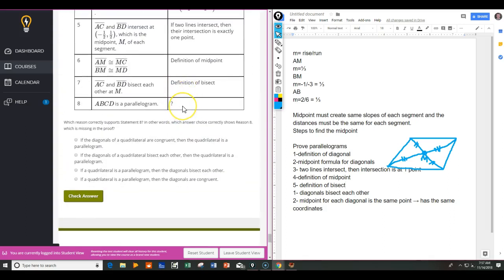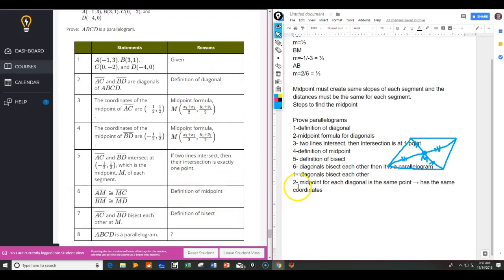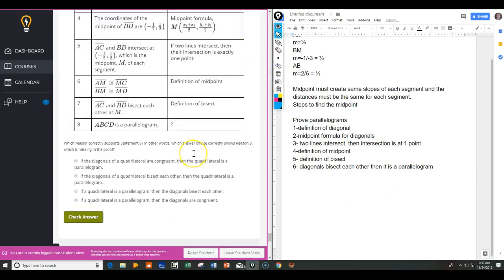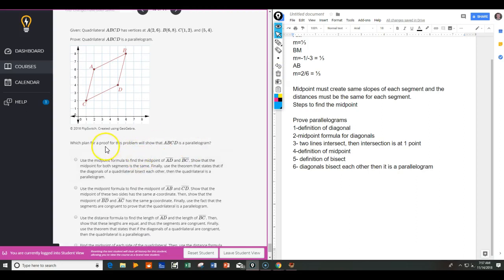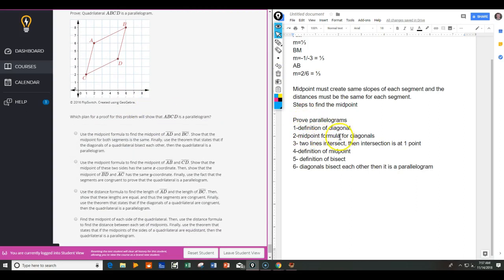This blank would be that theorem 6, that if the diagonals bisect each other, then it is a parallelogram. So I just broke down this proof, wrote down all of the reasons from the example to use in this question. Notice that we have the midpoint formula for the diagonals and that we're proving that they bisect each other.